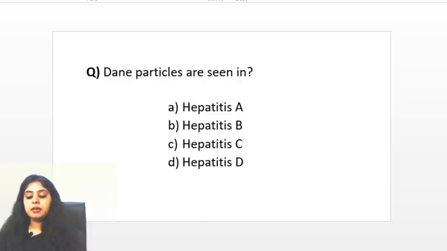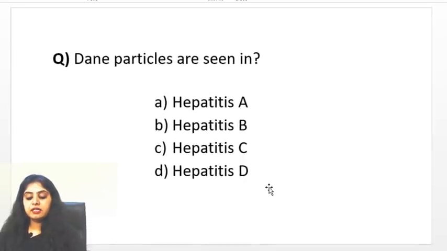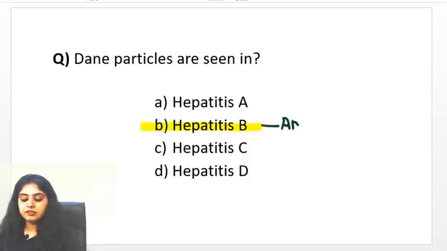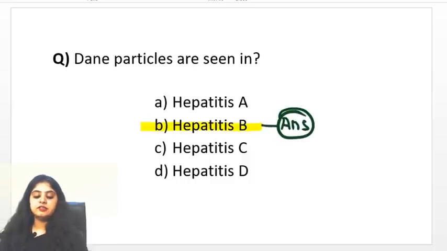Okay, the Dane particle is seen in... Dane particle is nothing but the other name for hepatitis B.